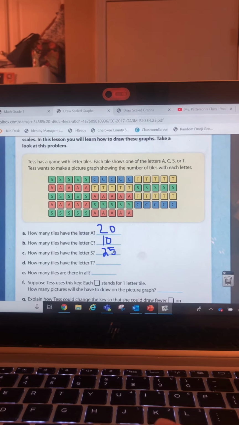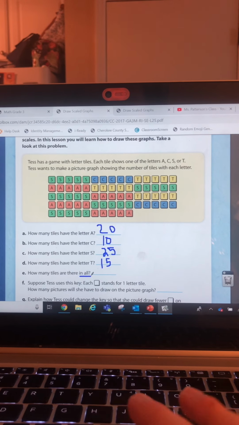This is going to set us up for a data table. How many tiles have the letter T? 5, 10, 15. So I'm noticing a pattern in these numbers. Do you guys notice anything? Hopefully you notice that each number ends in 0 or 5, and that's going to actually help us make our key later.